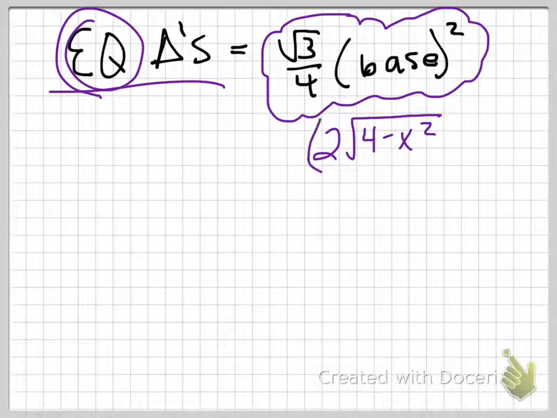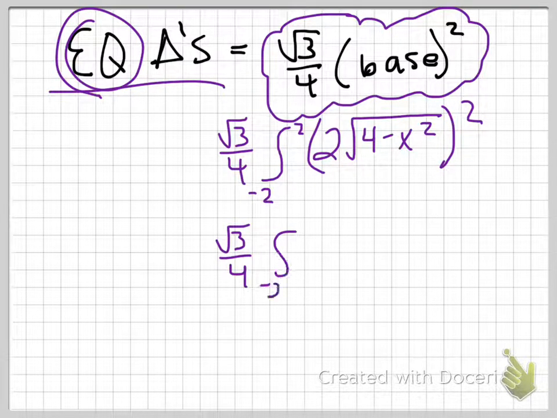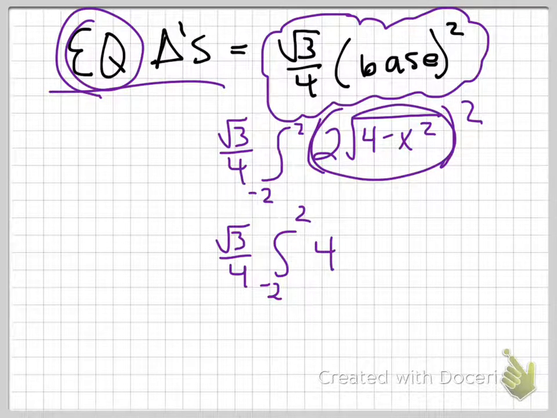So here's our base, and it's going to be squared, and we're going to have the square root of 3 over 4, and I'm going to go ahead and integrate right between those since square root of 3 over 4 is a constant. My limits of integration are not going to change. It's still going to be from negative 2 to 2. So I'm going to have the square root of 3 over 4, integral of negative 2 to 2. When you square this, we're going to get 4 times 4 minus x squared.